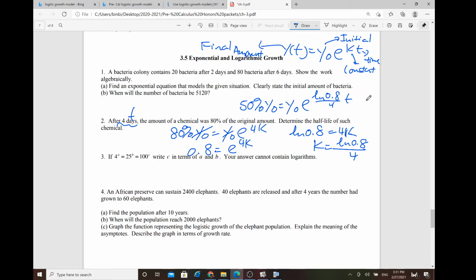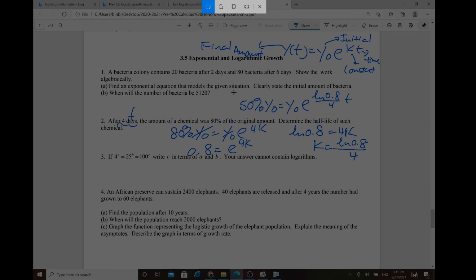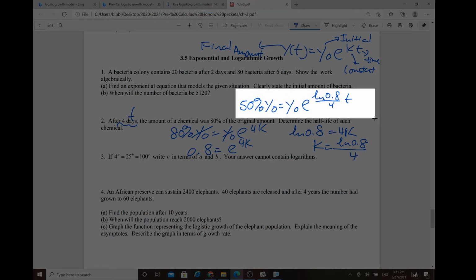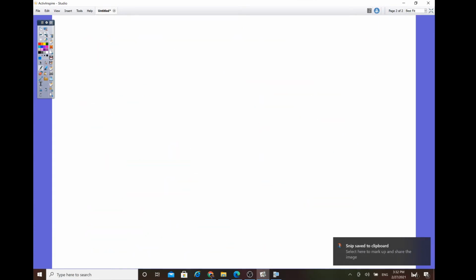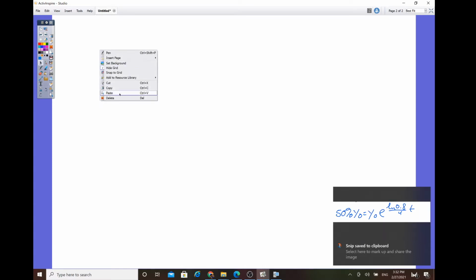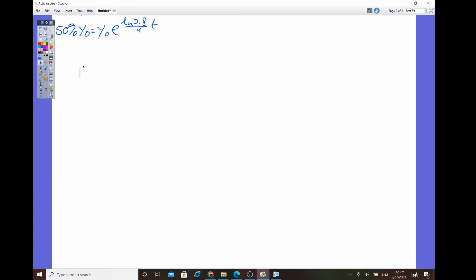Okay, so now let's take this one to the new page and find out what that is for the time it takes. So 50%, which is what, 0.5. So we got 0.5 y0, or 1/2 y0, equals y0 times e to the power of natural log of 0.8 over 4 times t. So again, y0 got cancelled, so take the natural log both sides.